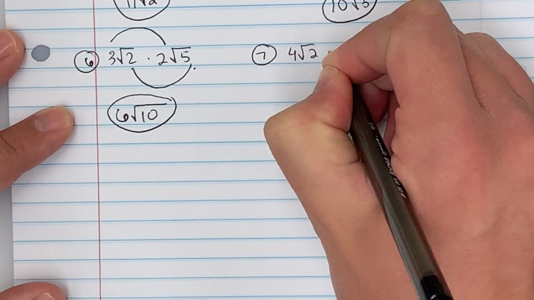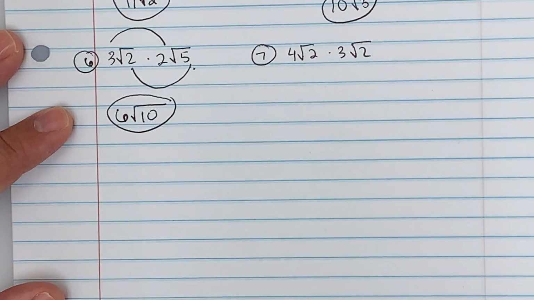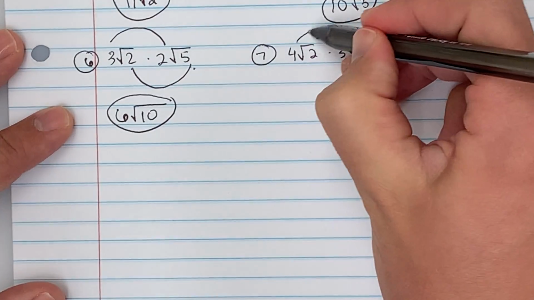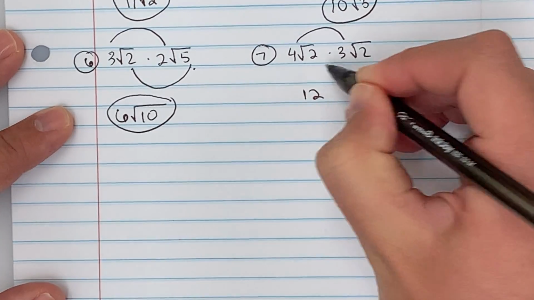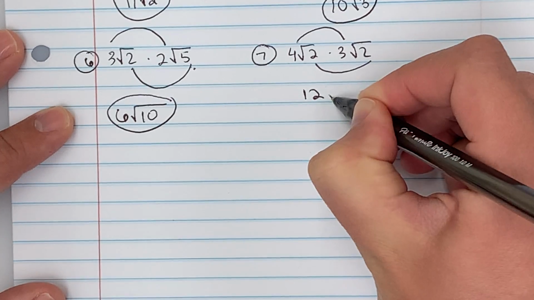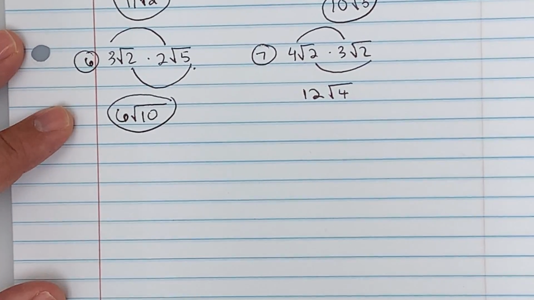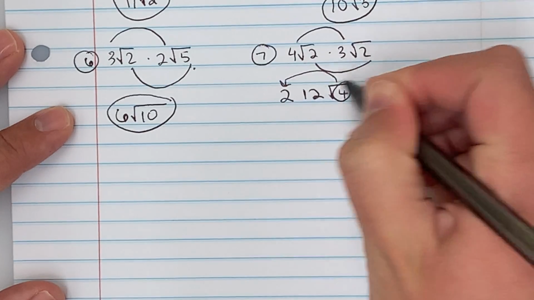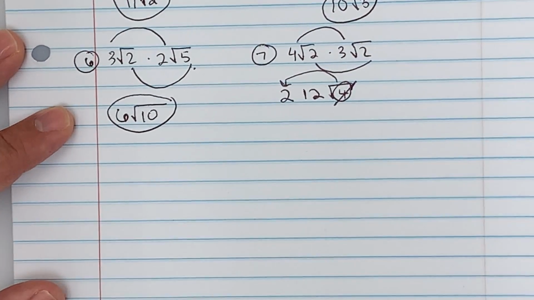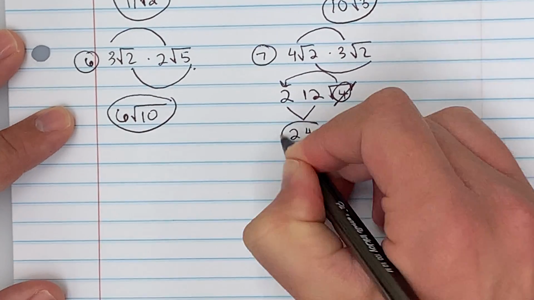Let's say I have 4 root 2 times 3 root 2. Well, 4 times 3 would give me 12. 2 times 2 would give me 4. Can I simplify the 4? Yes, I can, because I can take the square root of it. So the square root of 4 comes out as a 2, and then the 4 goes away. And then 2 times 12 gives me 24.